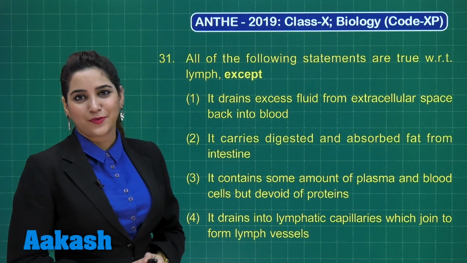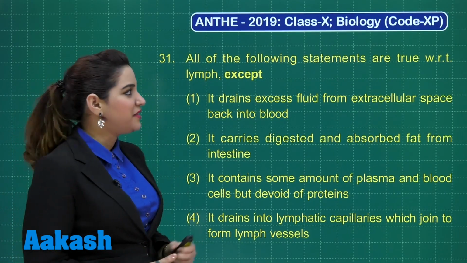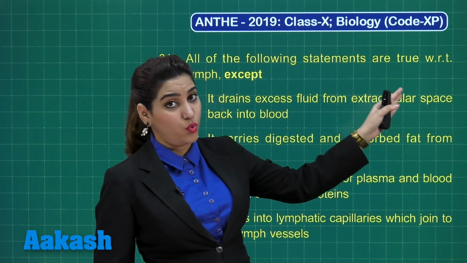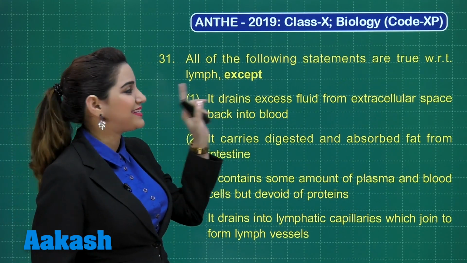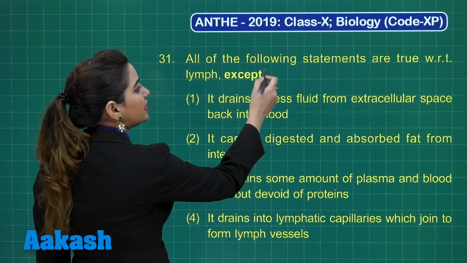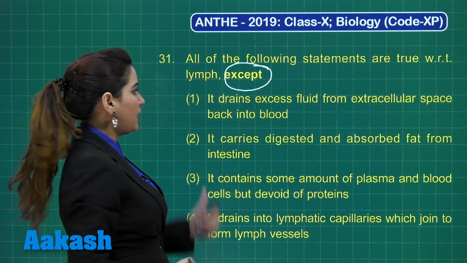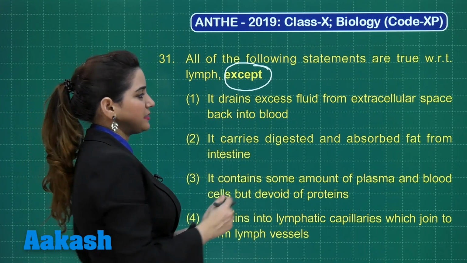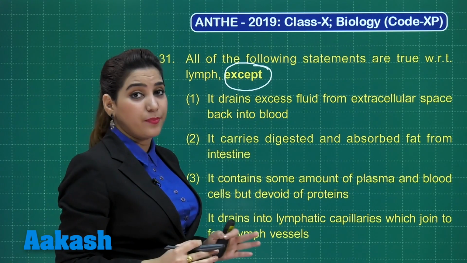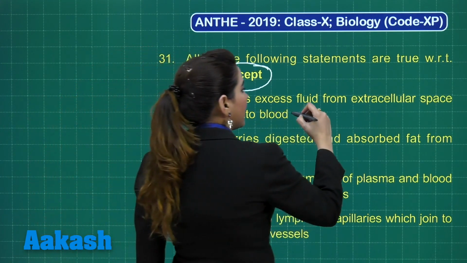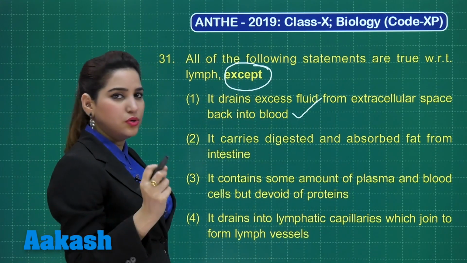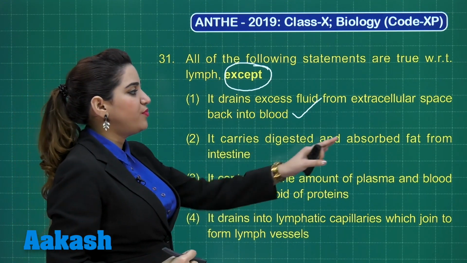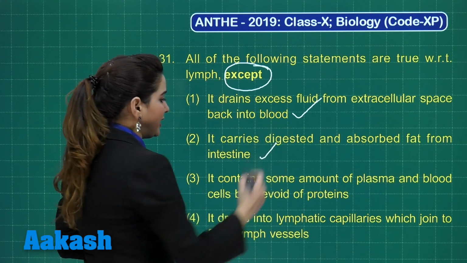So here is the very first question of biology, which is question number 31. It says, all of the following statements are true with respect to lymph except. So we have to check which one is not true. Number one, it drains excess fluid from extracellular space back into the blood, which is very much a property of lymph. It drains back all the excess fluid from extracellular space back into the blood. It carries digested and absorbed fat from intestine, also right.